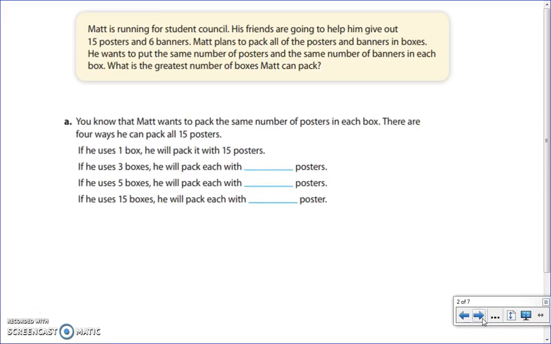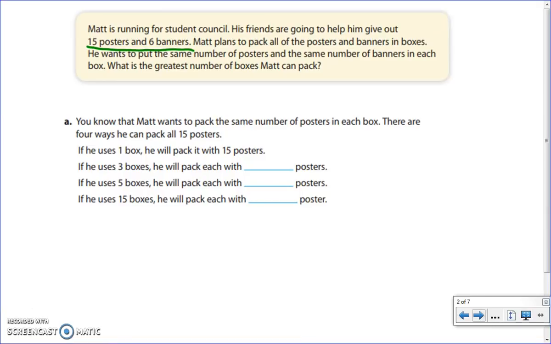It says that Matt is running for student council. His friends are going to help him give out 15 posters and 6 banners. All of his posters and banners will be packed in boxes. He wants to put the same number of posters and the same number of banners in each box. What is the greatest number of boxes that Matt can pack? So it looks to me like he has posters and banners, and he's going to pack these in boxes. Okay, there are 15 posters and 6 banners.